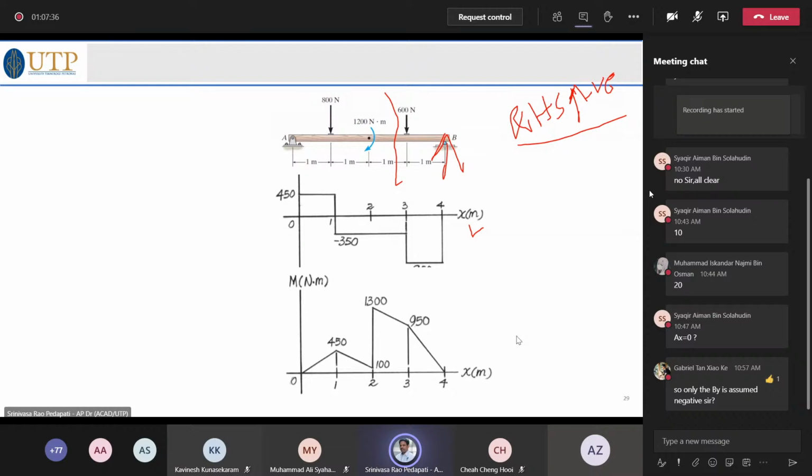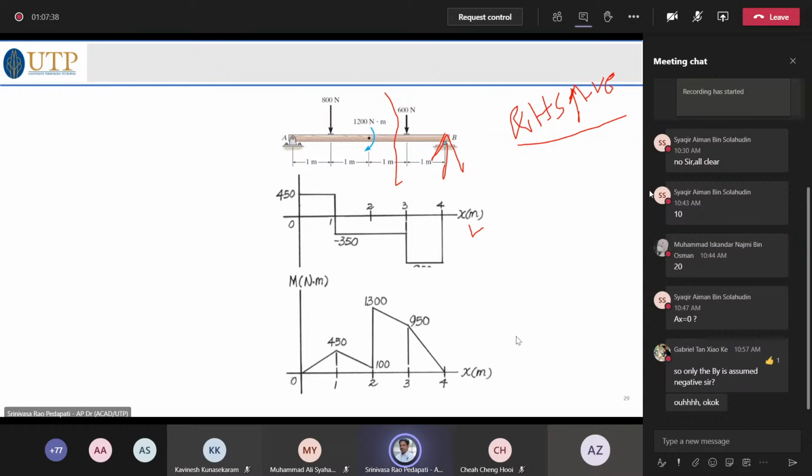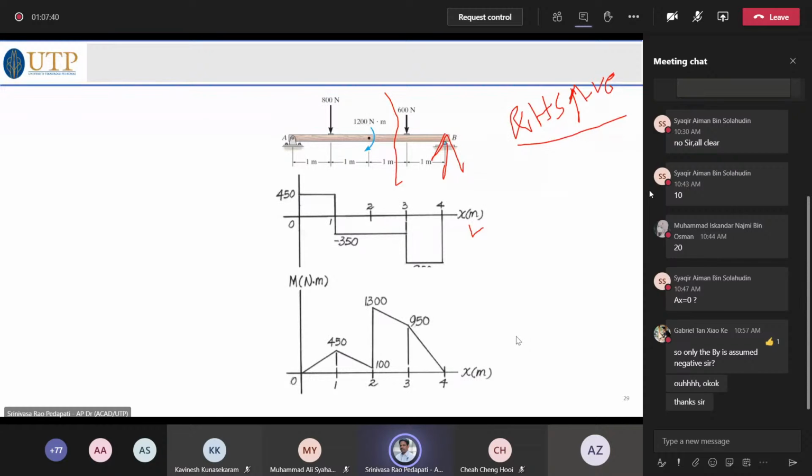So by is assumed negative, yeah, that is the convention we are following. If you follow another convention, you write LHS, RHS negative. So to make it clear, we are doing it like that. Now, coming to moment, the same convention we follow for moment.